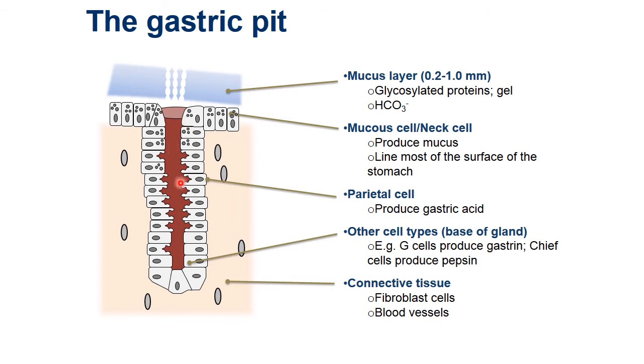So down the gastric pit you'll find different cell types, for instance the parietal cell, which produces gastric acid, and further down other cell types, for instance cells that produce the hormone gastrin, or chief cells that produce pepsin, which is a protease.